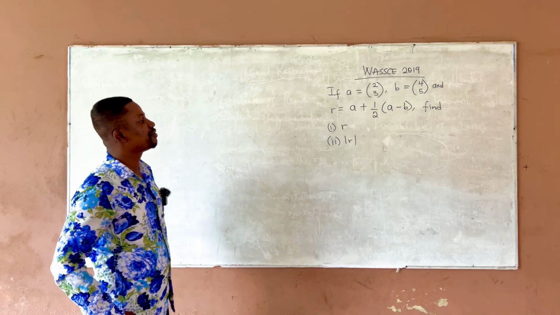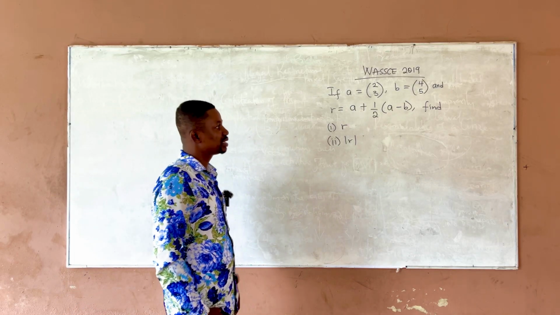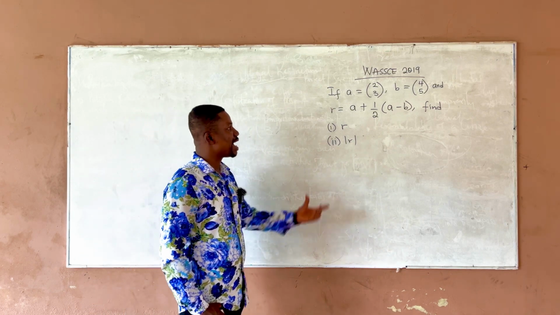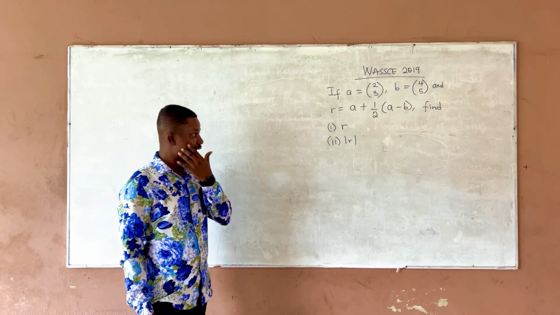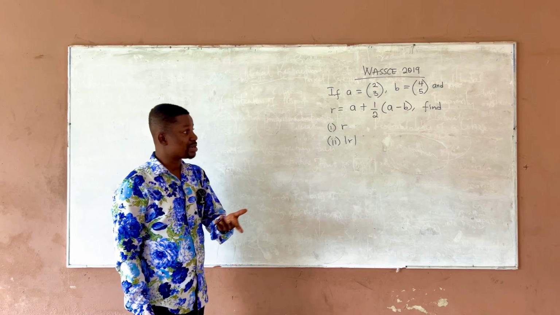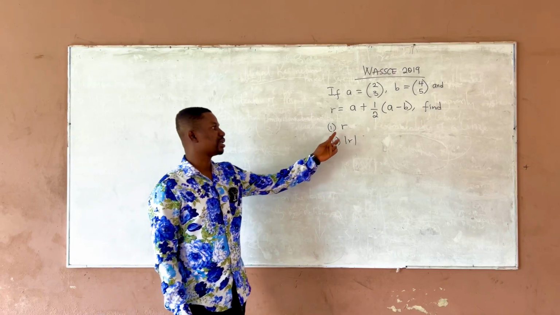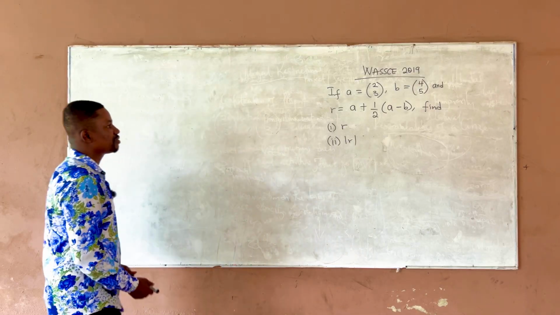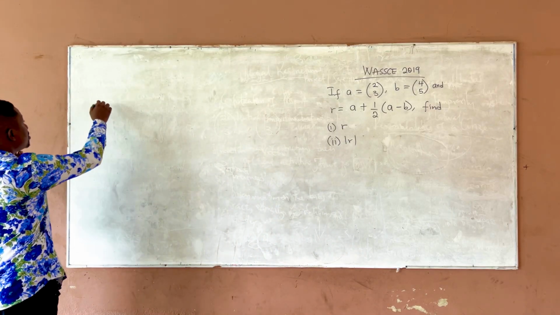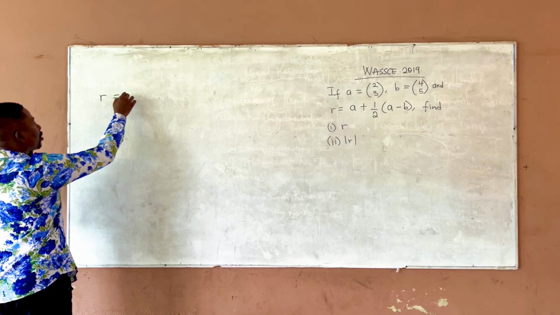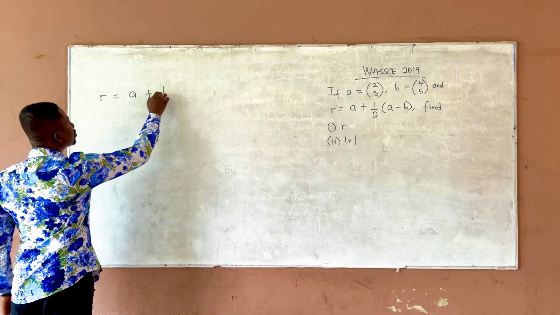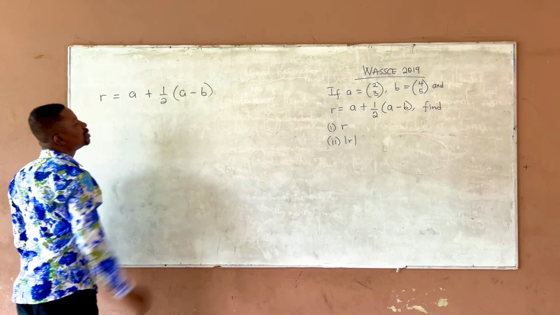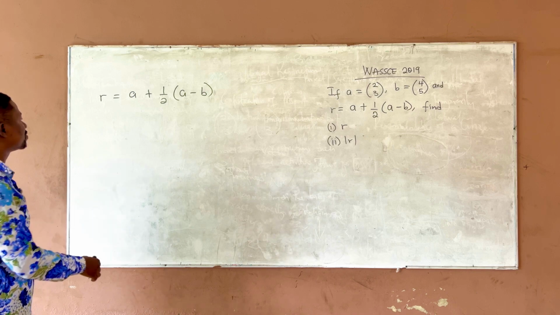So the question says that if A is equal to vector 2, 3, B is equal to vector 4, 5, and R is equal to A plus half bracket open, A minus B bracket close, we should find (i) R, and (ii) the magnitude of R. So the first thing that we are going to do is to write R is equal to A plus 1 over 2, which is half, A minus B. Then we'll do our substitution since we are asked to find R.